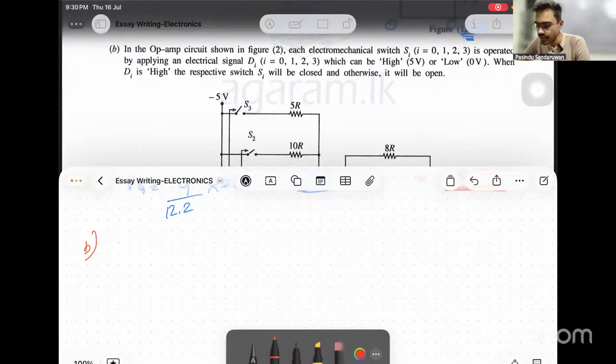B. In the op amp circuit shown in figure 2, each electromechanical switch Si, i equals 0, 1, 2, 3, is operated by applying an electrical signal Di, i equals 0, 1, 2, 3, which can be high 5 volts or low 0 volts. High means 5 volts, low 0 volts. When Di is high, the respective switch Si will be closed. Closed means on. Otherwise, it will be open.